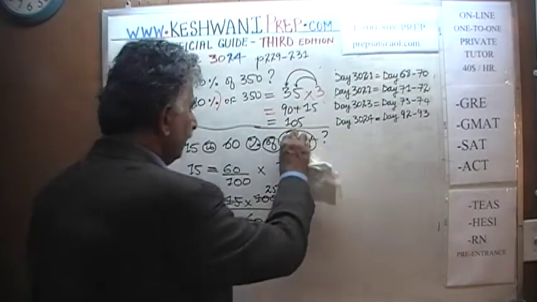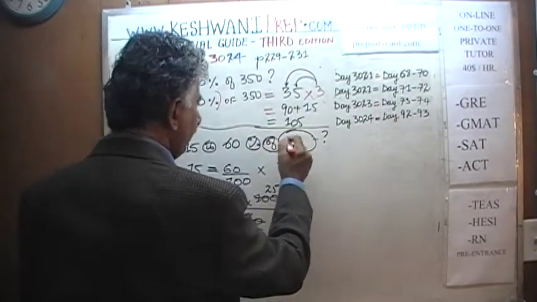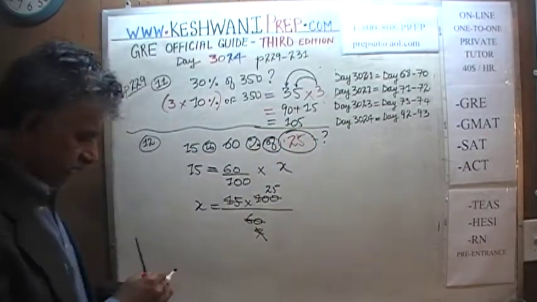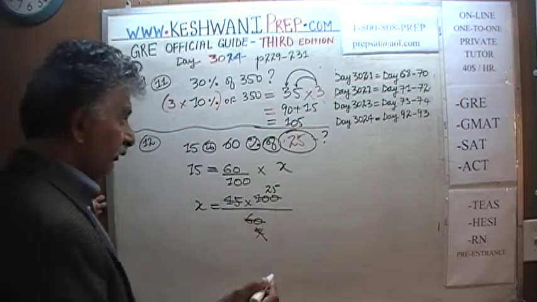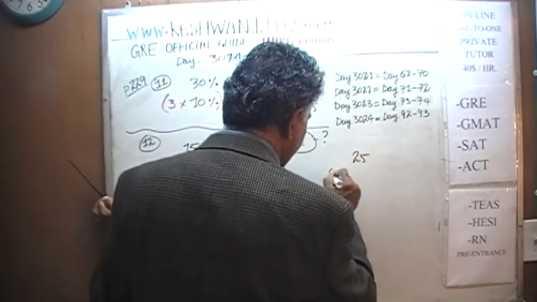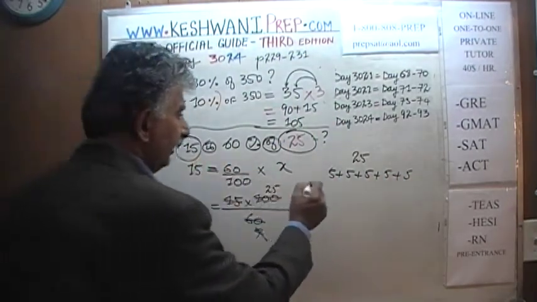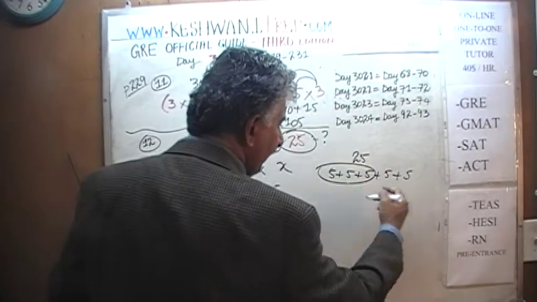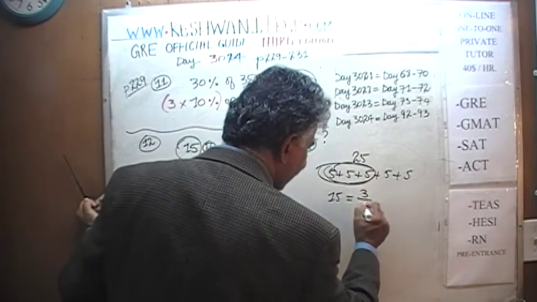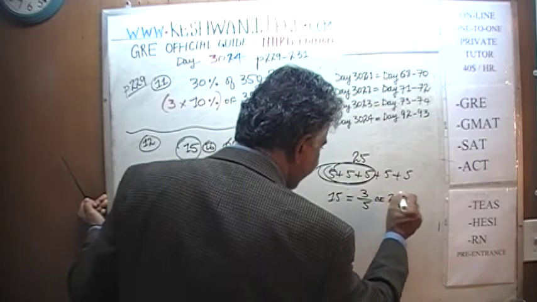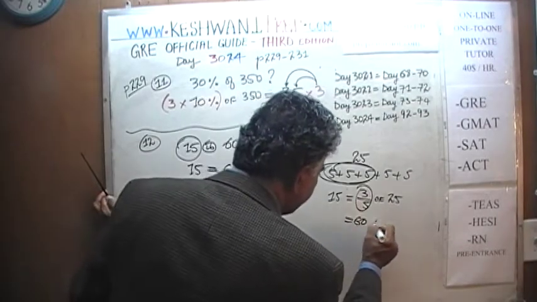So what we're claiming is that 15 is 60% of 25, and that makes sense. That makes perfect sense if you think about it. Because what is 25? 25 is essentially 5 plus 5 plus 5 plus 5 plus 5, isn't it? That's what 25 is. And 15 is 1, 2, 3, 3 out of 5. 15 is 3 fifths of 25, which makes sense because 3 fifths is simply 60%.